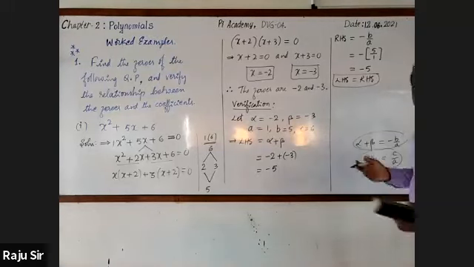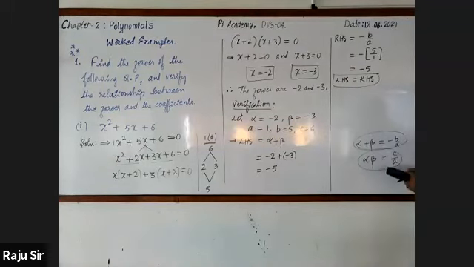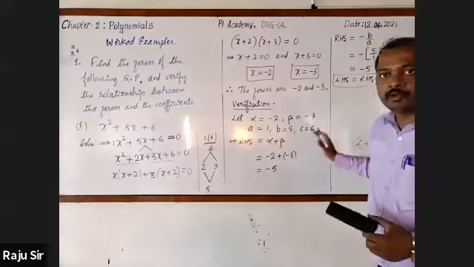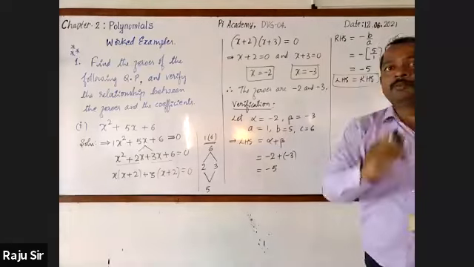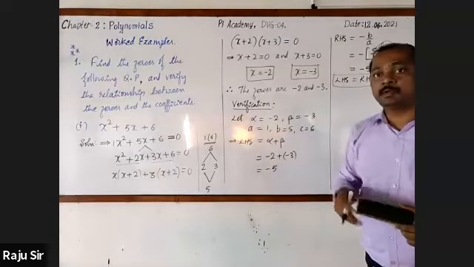Or else, even if you want one more, you can go for that also. Alpha into beta equal to c by a. Let me go for verifying that also. Before that, one information will be given.